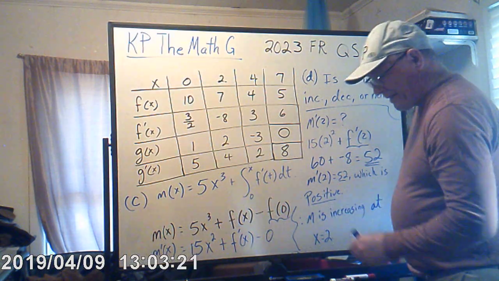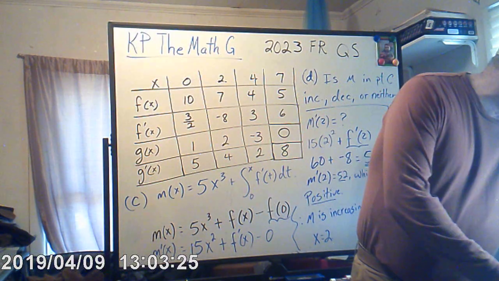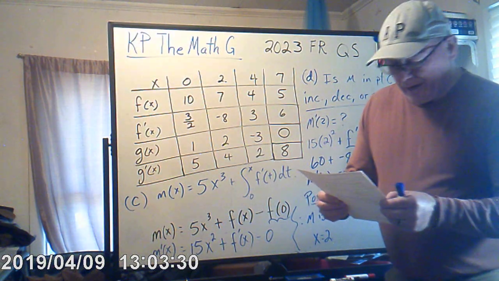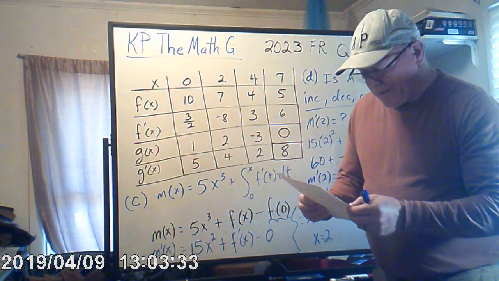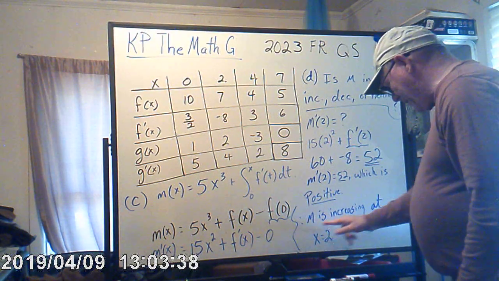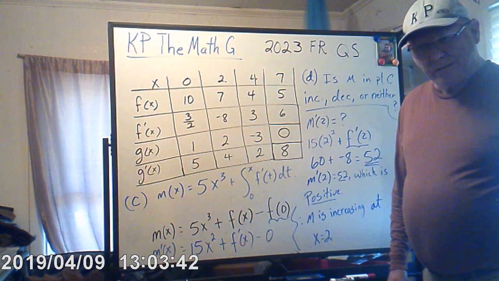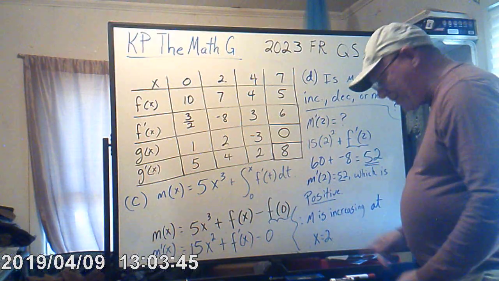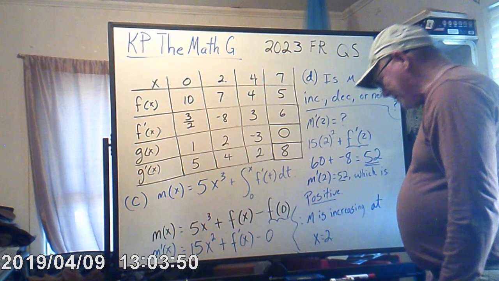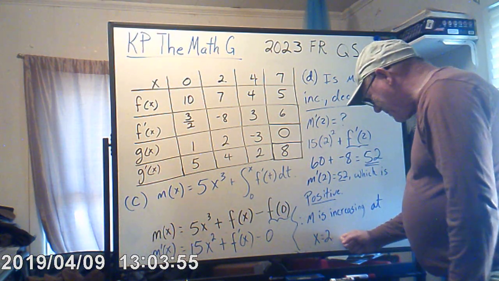I like to say, listen to me now. I'm going to get the original question. It says, is the function M increasing, decreasing, or neither at X equals 2? So that's what I say. M is increasing at, that's what I just answered. I just rewrite their question in terms of an answer. M is increasing at X equals 2. You can't go wrong doing that. They can't count this incorrect.